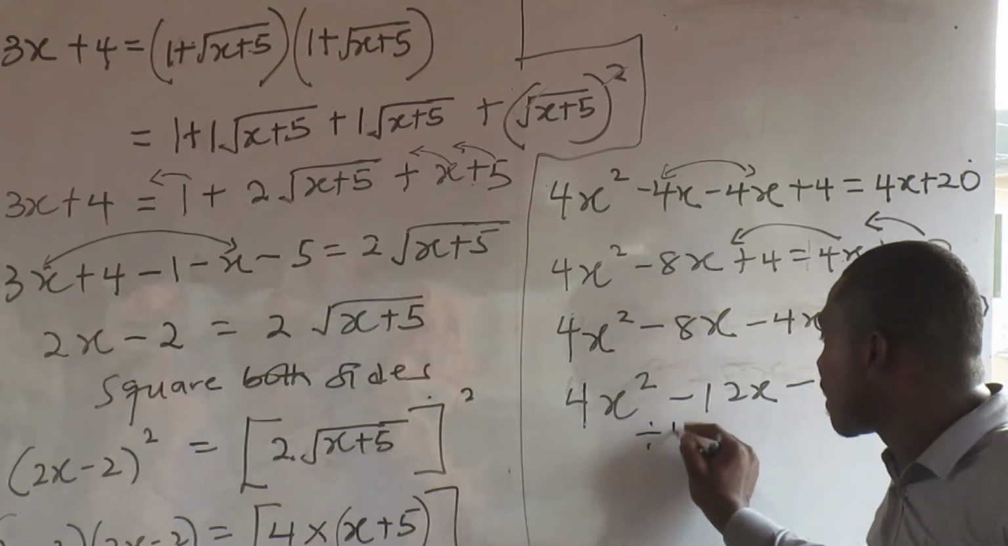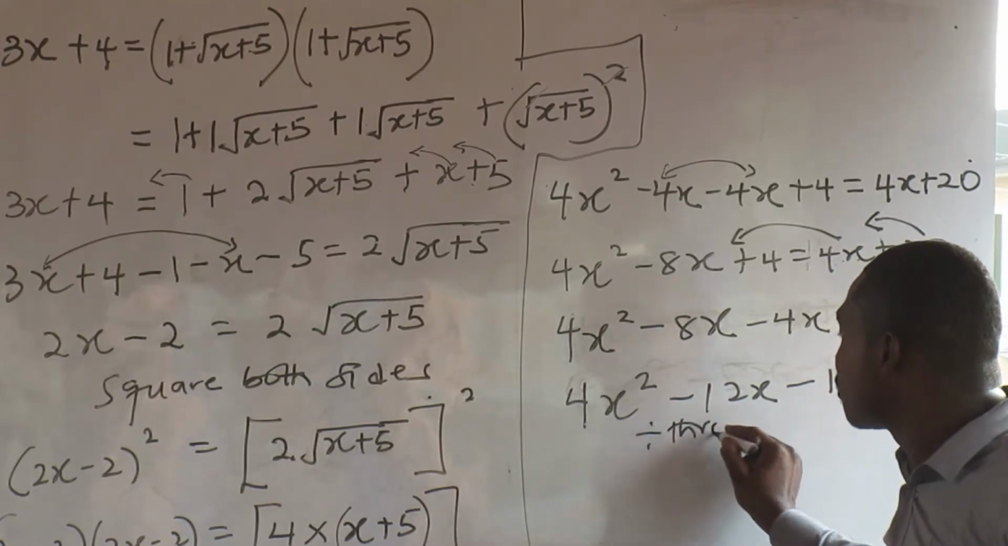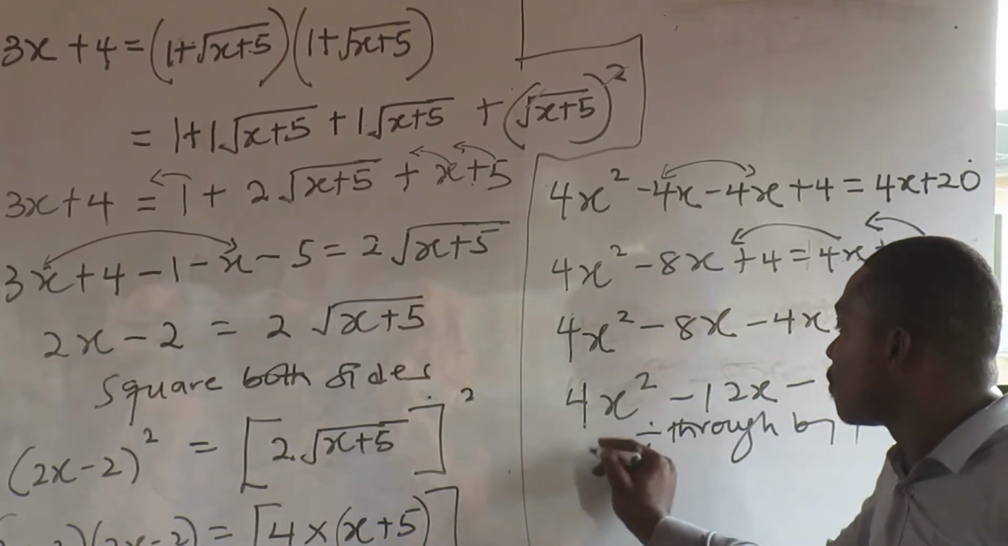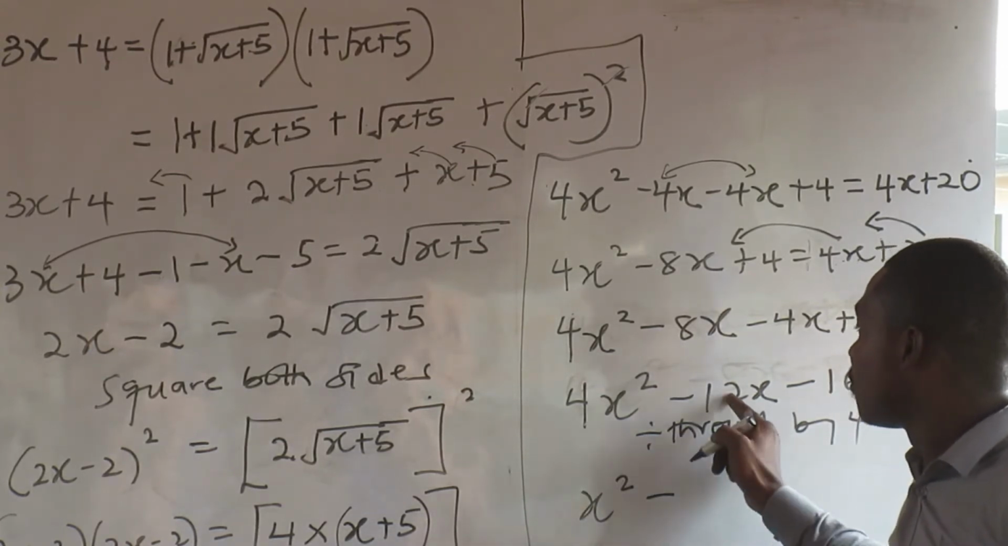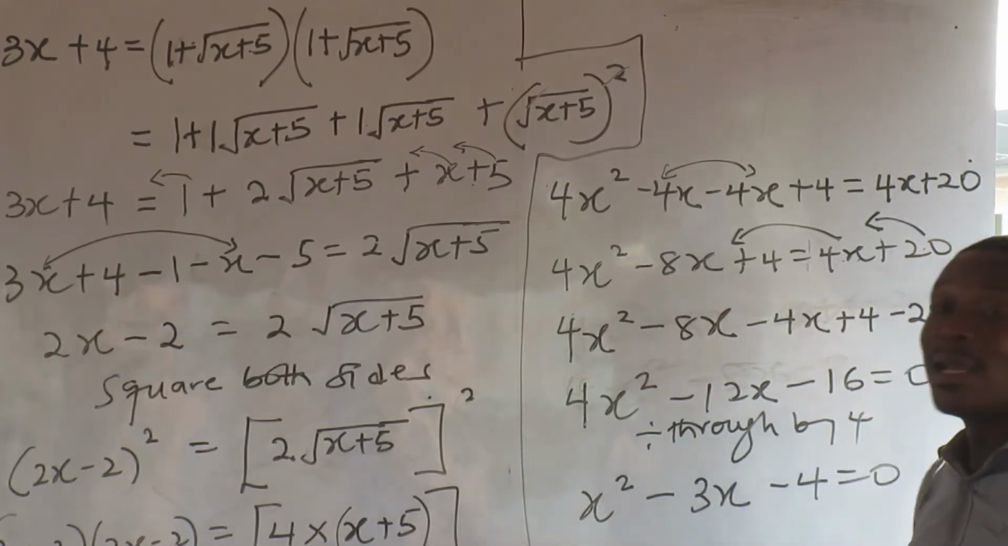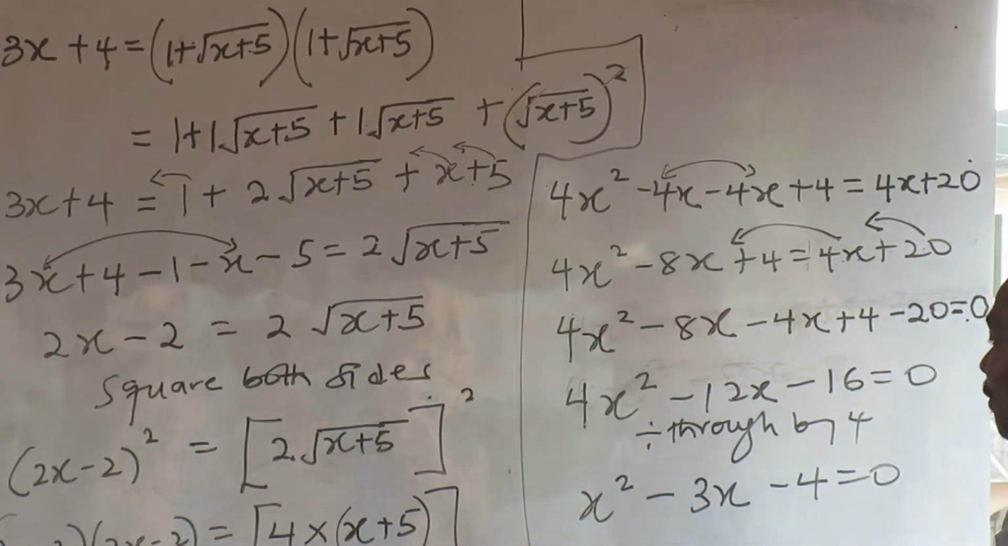Why don't you try to reduce the number down? So divide through by maybe number 4. So 4, that will give me x squared. 4 will go here, 3x, and that is 4. Wow. It becomes very easy now.